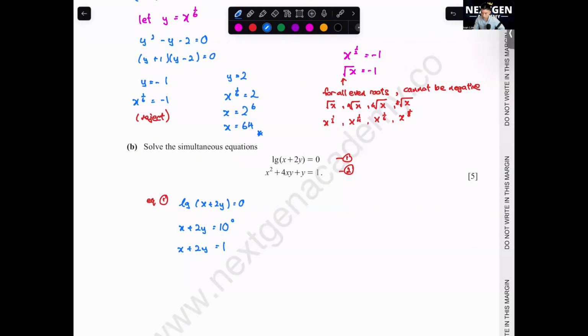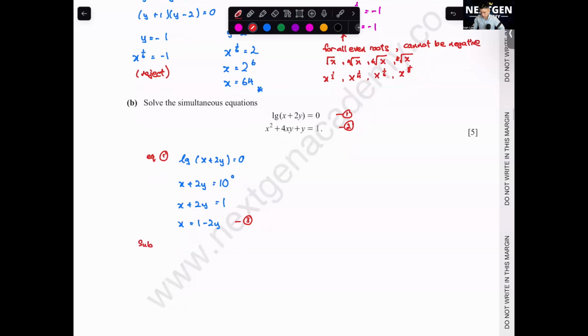Okay, we look at the other equation. There's an x squared, so this one we have to do a substitution. So I will make this into x equals 1 minus 2y. Let's call this equation 3. Then we will sub equation 3 into equation 2. (1 minus 2y) squared plus 4 times (1 minus 2y) y plus y is equal to 1.